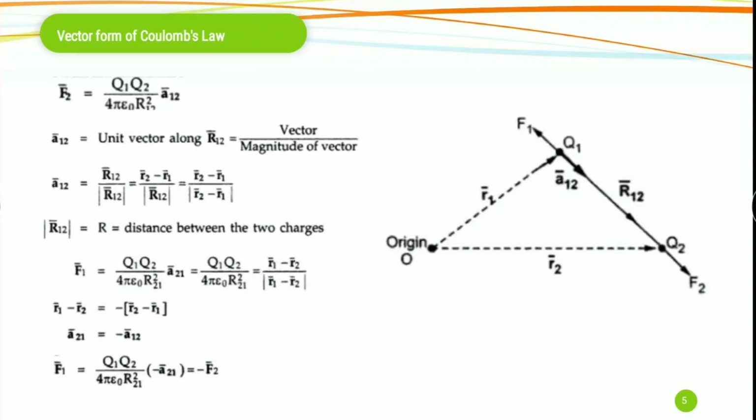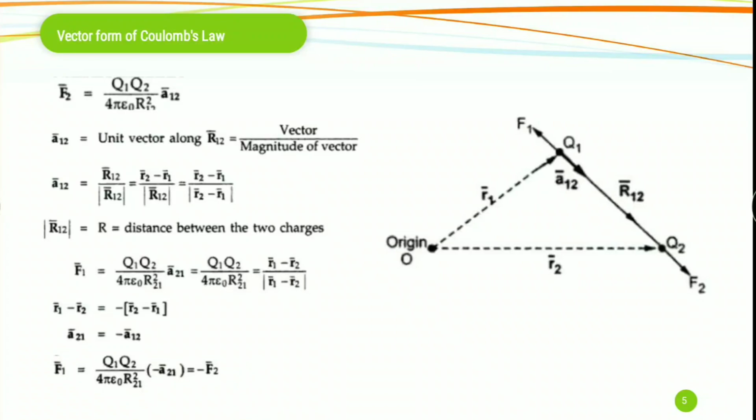So finally, what are the forces developed due to interaction between two charges, that is F1 and F2? These two forces are equal, but they are in opposite directions. So it is clearly shown in the diagram. This is the F2 direction, this is F1. Both are equal in magnitude, but their directions are opposite. That is clearly proven from this equation also: F1 is equal to minus F2.